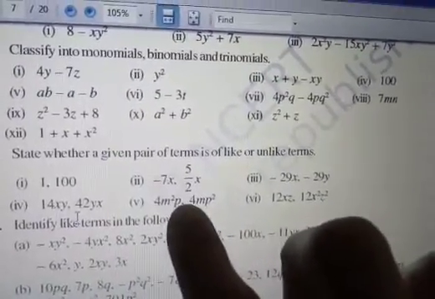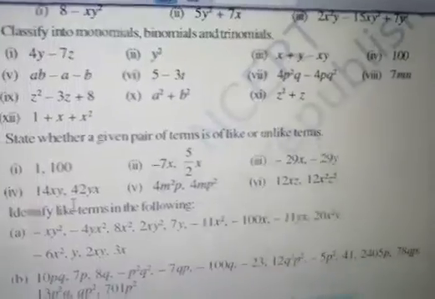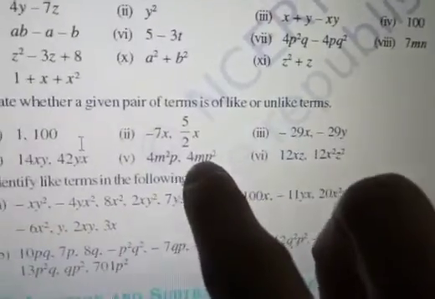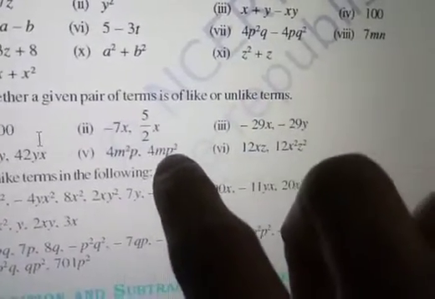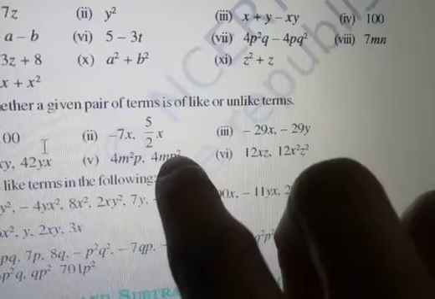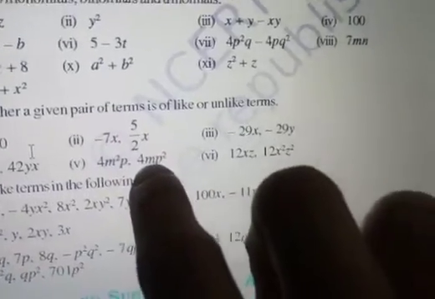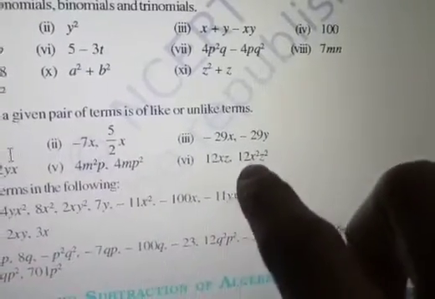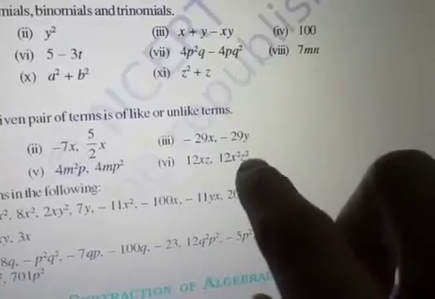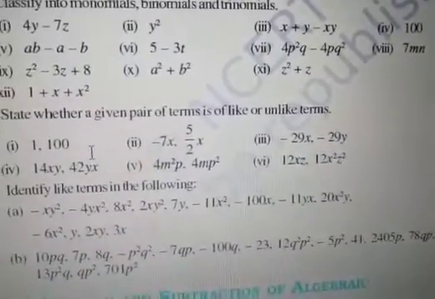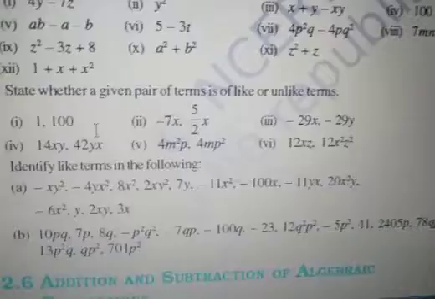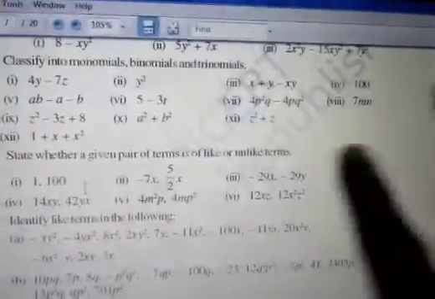Here m square p, here m p square. Both are unlike because here m is 2 times, here m is only one time. P is one time, but here P is 2 times. Both are different variables. So they are unlike terms. Here x is z, x square is z square. Both are different, so they are unlike terms. Yes, understood? So you are writing the answer side by side.